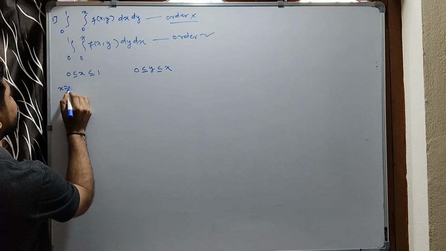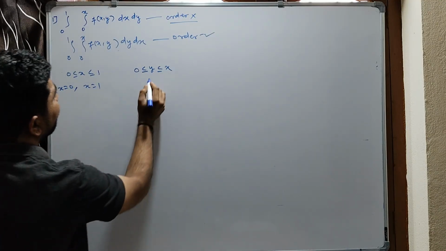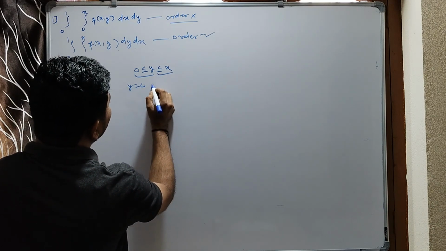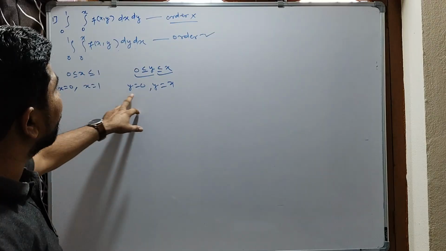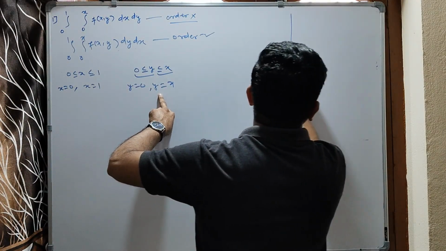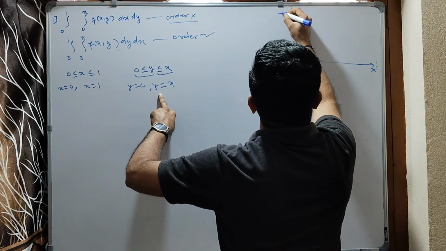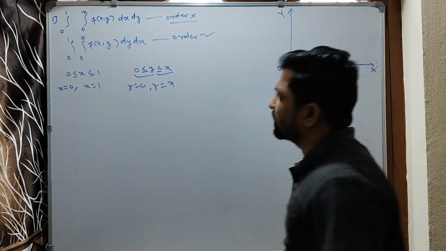Therefore, x lies between 0 at the left end and 1 at the right end. Here at the left end y equals 0, and at the right end y equals x. So these are the curves: x equals 0, x equals 1, y equals 0, y equals x. Now I will draw the region. Let's say this is my x axis, this is my y axis, and this is my origin, the point of intersection (0, 0).